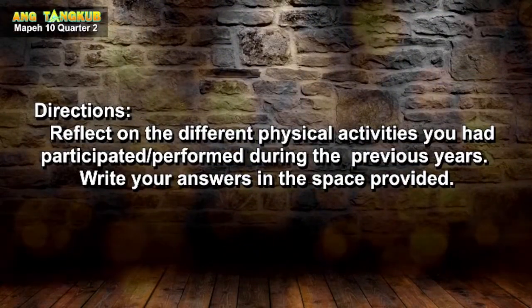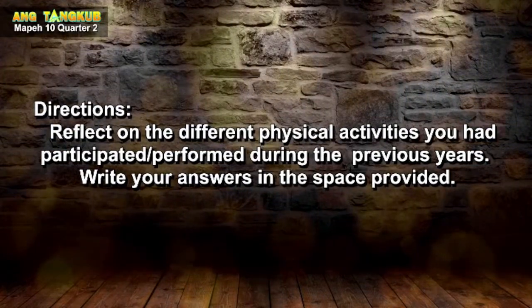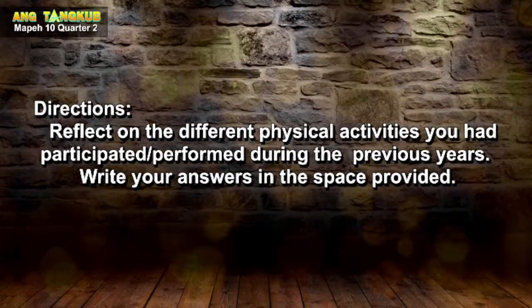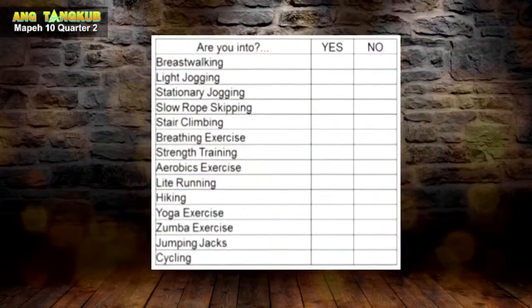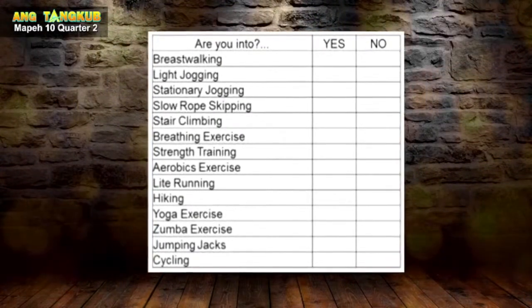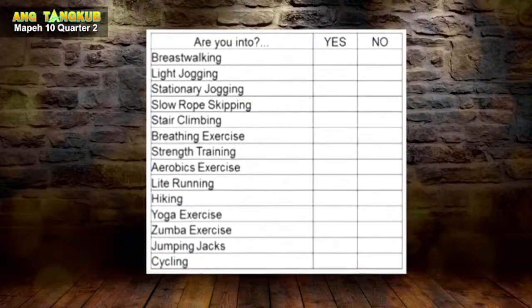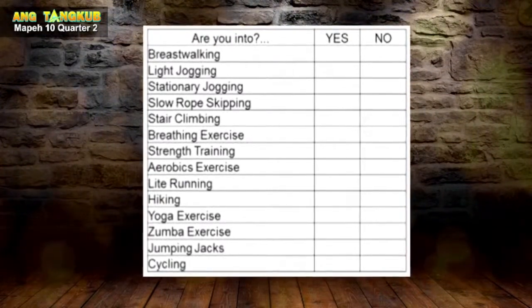Reflect on the different physical activities you had participated in or performed during the previous years. Write your answers in the space provided. Then, compare your answers with the fitness survey questionnaire. Put a check mark on the appropriate column: yes if you do it, or no if you didn't.